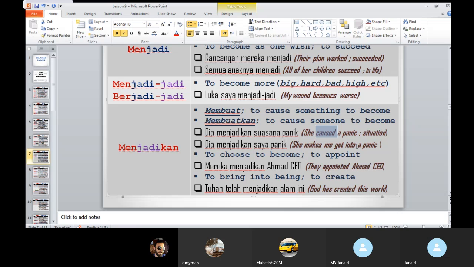Menjadikan also means mempekerjakan, to appoint or assign someone, to employ someone. And another meaning is to create. Like Tuhan, God, menjadikan alam ini, created this world. So in spoken Malay, don't worry, we don't use this a lot. We use menjadi-jadi, and then you use jadi. That's it.